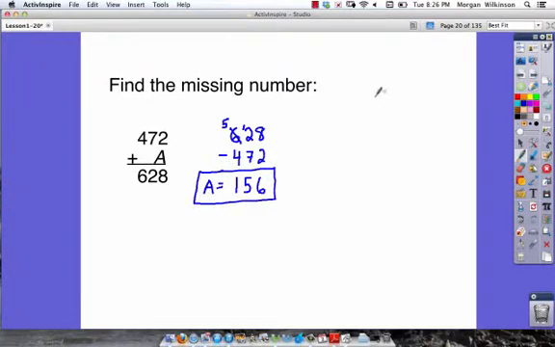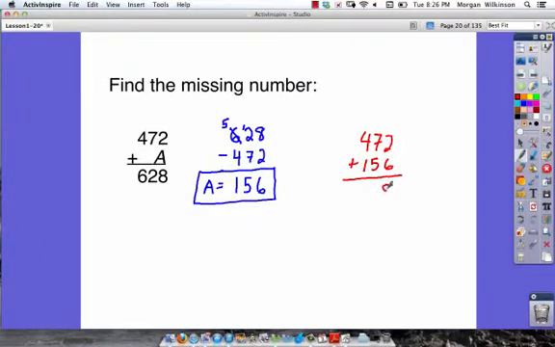We could check and make sure our answer was correct by saying 472 plus A, 156, because we found that's what A should be equal to, and we should get an answer of 628. Let's see if we do.